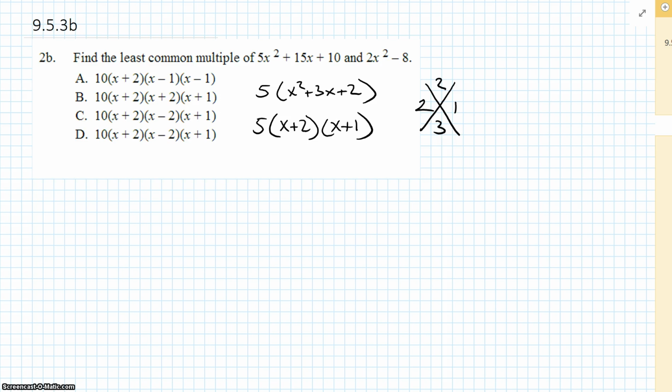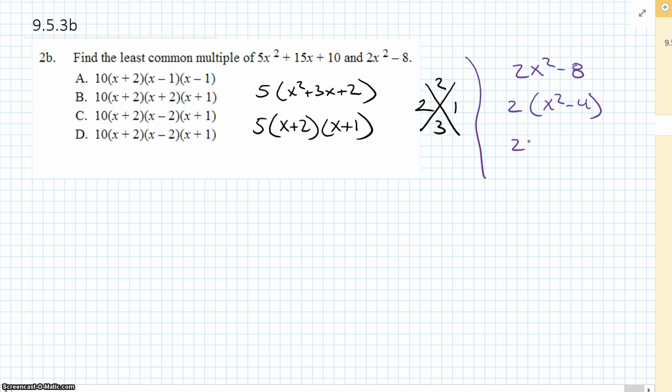Alright, my next term, 2x squared minus 8. I can factor out a 2. I'm getting x squared minus 4. That's a difference of squares, so I can rewrite that as x minus 2 times x plus 2. Okay, we're going to have a lot of stuff on this one. So I have a 5. There's a 5 over there. No, there's not a 5. I have an x plus 2. Well, they have an x plus 2. I have an x plus 1. They do not have an x plus 1. They have a 2. And they have an x minus 2.